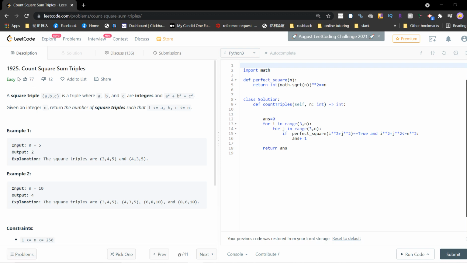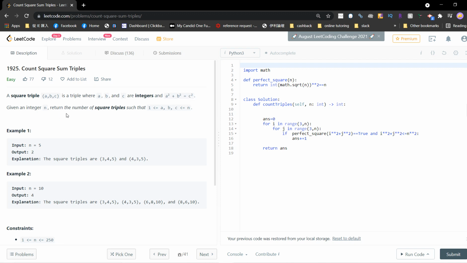So let's talk about this 1925 Count Square Sum Triples. Here you have the square triples a, b, c, and basically this is the Pythagorean triple. So a squared plus b squared equals c squared.